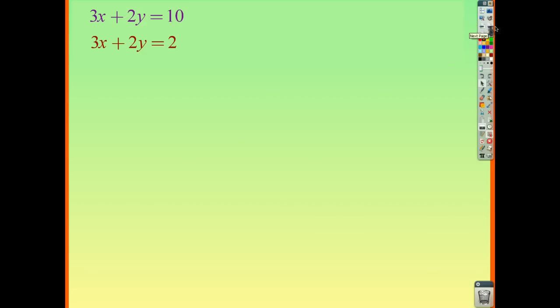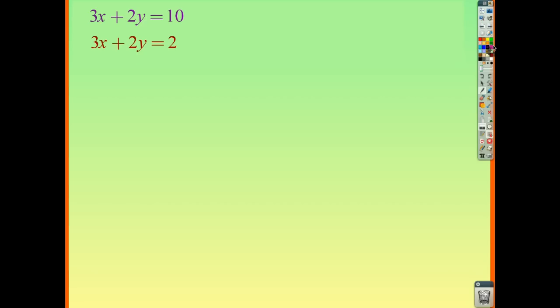So here's one that I have: 3x plus 2y is equal to 10, and I have another one that says 3x plus 2y is equal to 2. Well, let's take a look at this one, and let's try changing it around and graphing it. Let's see what this one looks like if we graph it.